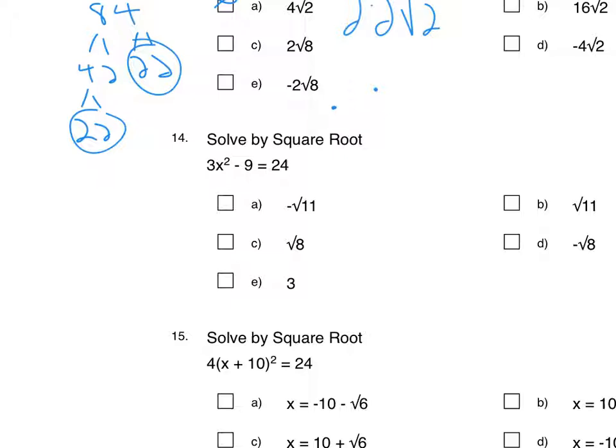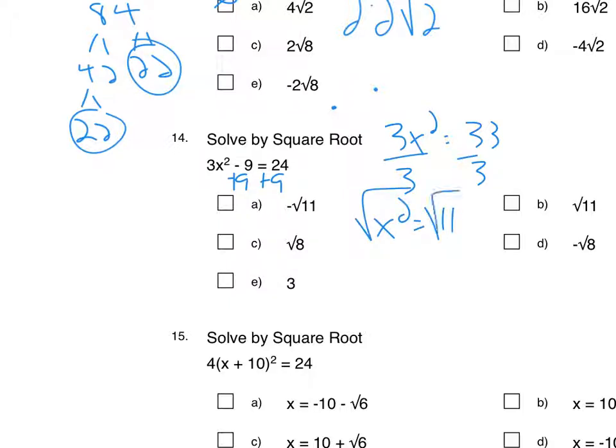So what I want to do is I'm going to add 9 which gives me 3x squared equals 33. Divide by 3, and x squared equals 11. Then to get rid of the square, we square root it. And remember, when we're solving, we get plus or minus the square root of 11 in this case, so that would be A and B.